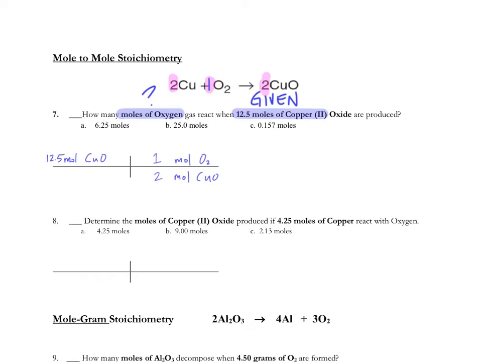So the math is 12.5 times 1, which is just 12.5, divided by 2, which gives me 6.25 moles, making my answer choice A.